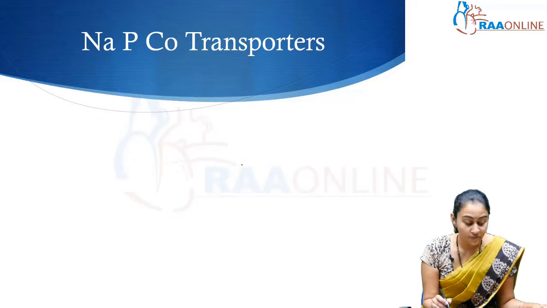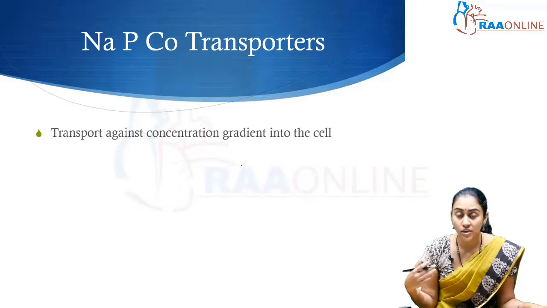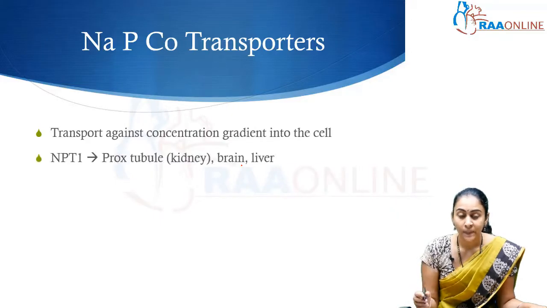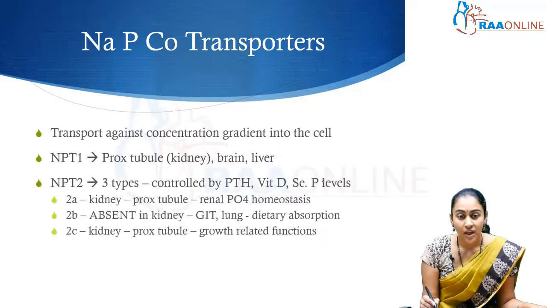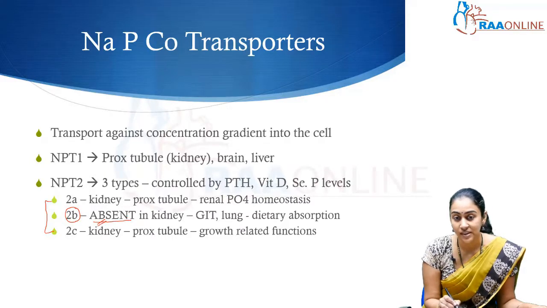So, let us look briefly at the various sodium phosphorus cotransporters. Now, these transporters function against the concentration gradient by transferring the phosphate into the cell. Now, type 1 transporter is present predominantly in the kidney and also found in the brain and liver. Type 2 transporter, there are 3 subtypes, 2A, 2B and 2C. Of these, it is important to remember that 2B is absent in the kidney.